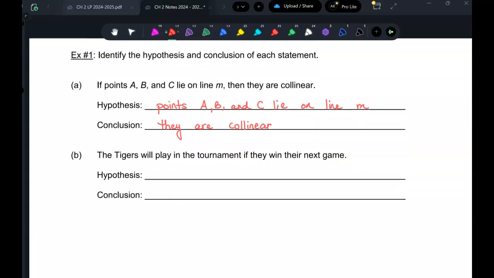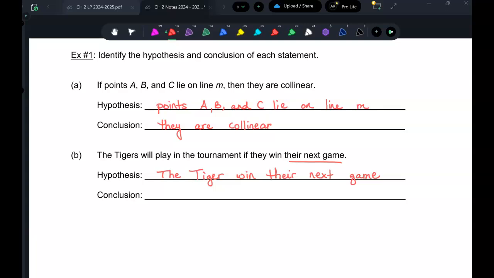Okay, the Tigers will play in the tournament if they win their next game. Okay, this one's kind of stated backwards. What do you think, Zoe? Yeah, so what's our hypothesis? Tigers win their next game. There we go. The Tigers win their next game.